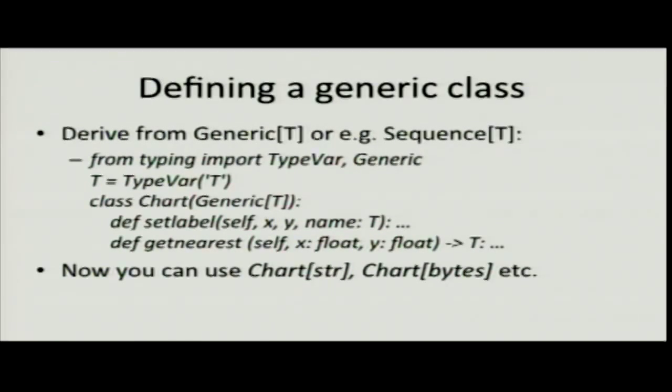Generic classes, I'm going to cut this short, but you define these by deriving from a special thing named generic, using a type variable. Type variables have to be defined explicitly using the typevar helper function. The collection ABCs, like sequence, themselves are all generic and can be used in this way automatically.